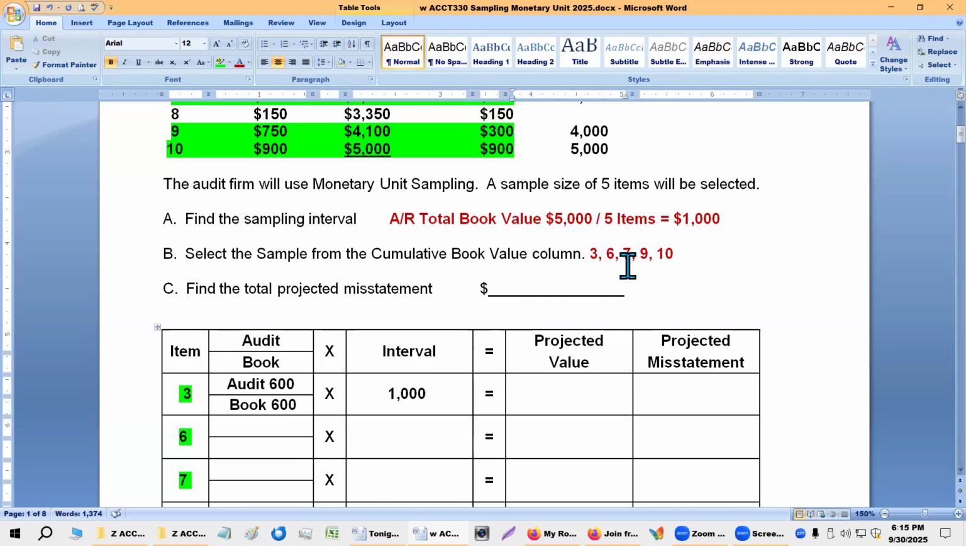The projected value of that interval is 600 divided by 600, which is just 1, times that. So the projected value is 1000. And this interval is not misstated at all. There's no misstatement. The audit and the book value are exactly the same. We're going to say that entire interval is okay. No projected misstatement.